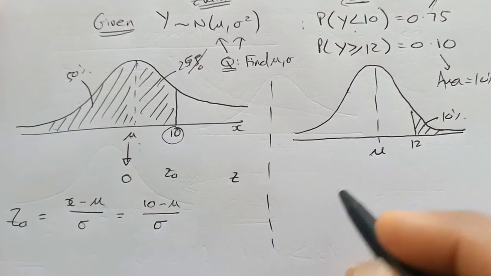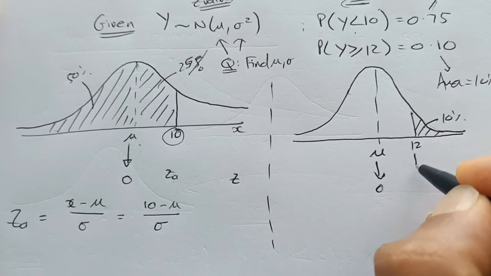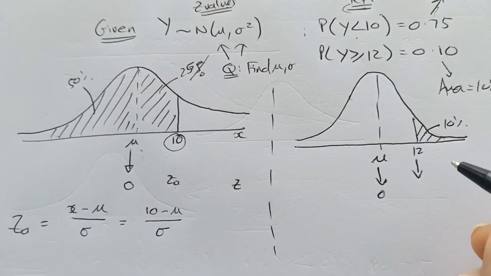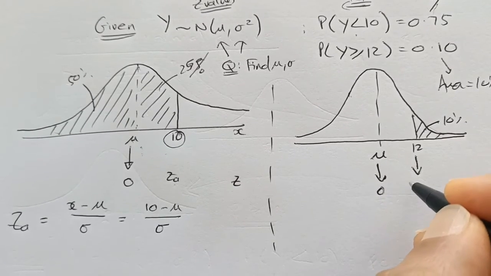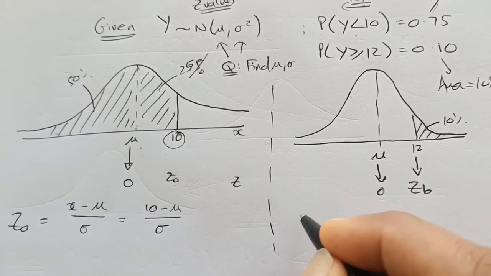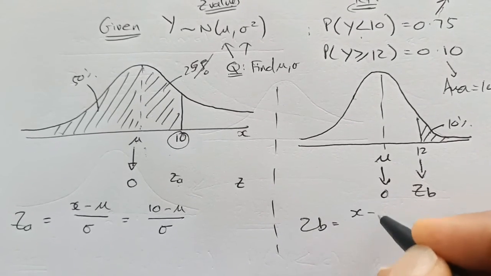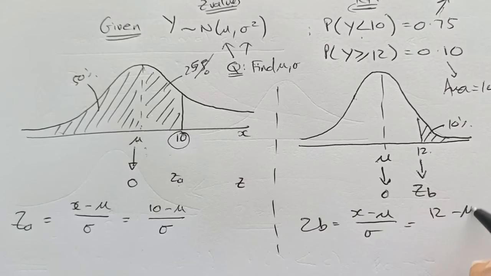We would then create exactly the same thing. Again, we want to generalize or standardize this to the Z values using x minus mu over sigma. And I'm going to call this ZB. So ZB is going to be x minus mu over sigma, basically 12 now we know, minus mu over sigma.